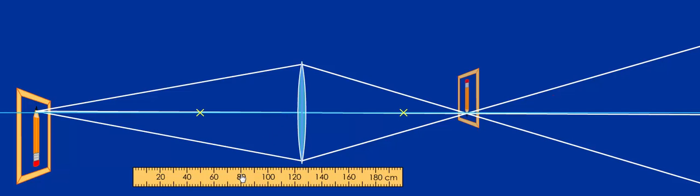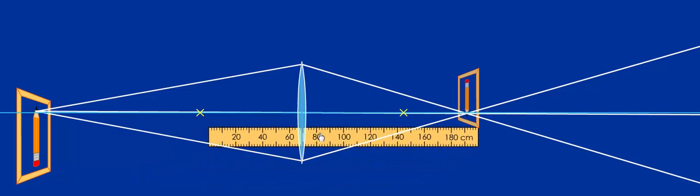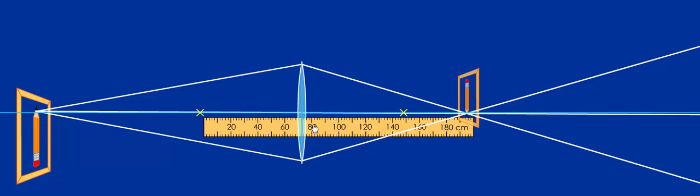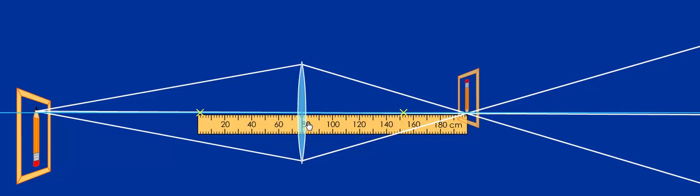So let's start by measuring the approximate focal length of the lens. I'm going to place the ruler there. You take the measurement. Measure the approximate focal length and record it in your data sheet.